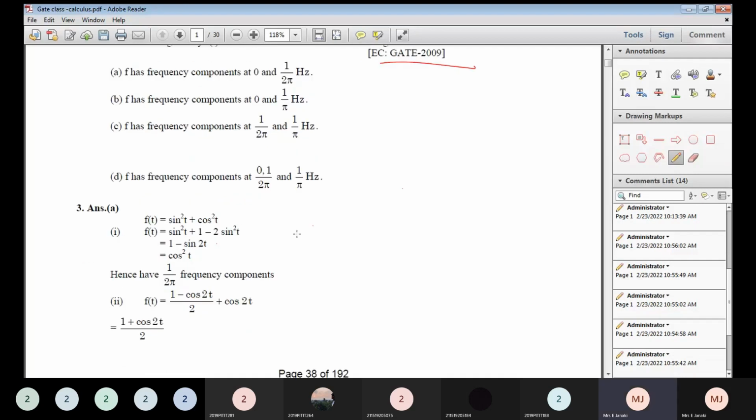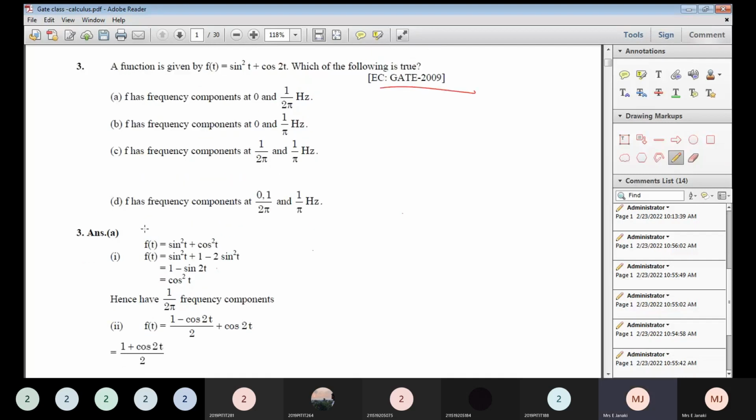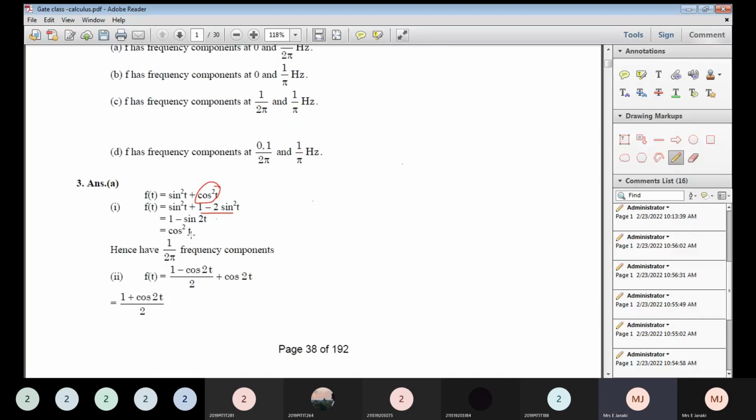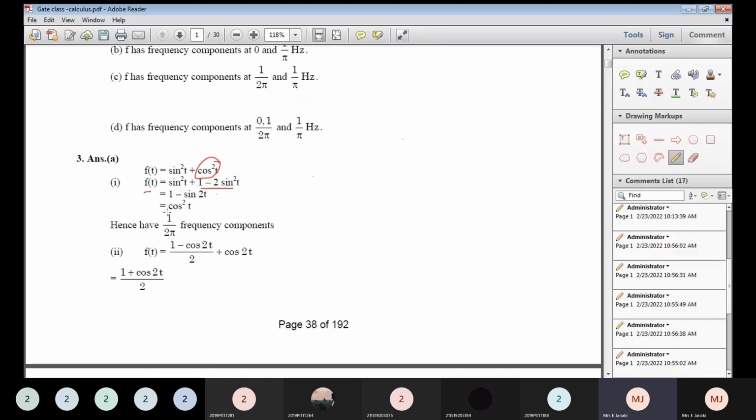So now take the given problem. f of t equal to sine square t plus cos 2t. That cos 2t can be written as 1 minus 2 sine square t. After simplifying, you will get f of t is equal to cos square t. Now clearly this function has 1 by 2 pi frequency components.